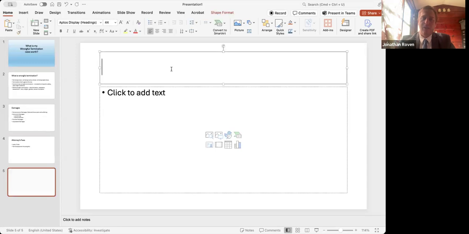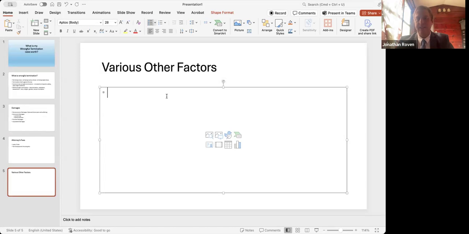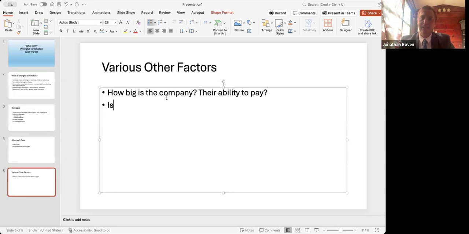And then there are various other factors that tend to value the case. These are things like how big is the company, their ability to pay. Is there employment practice liability insurance? A lot of companies don't have that. So when you're going after smaller companies, they really don't have the money to pay off these wrongful termination cases. Bigger companies would have more of an ability.